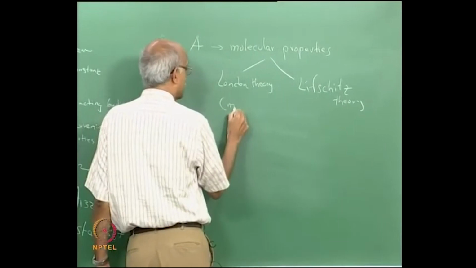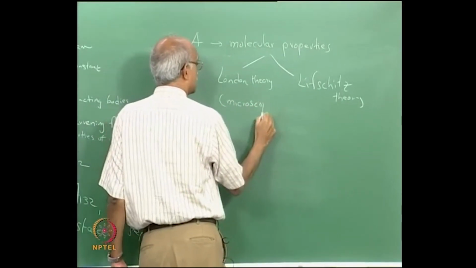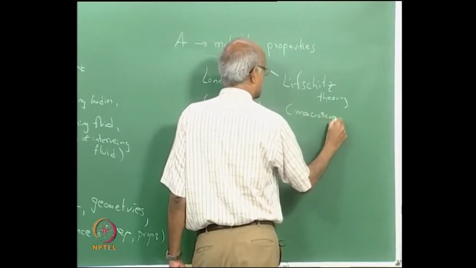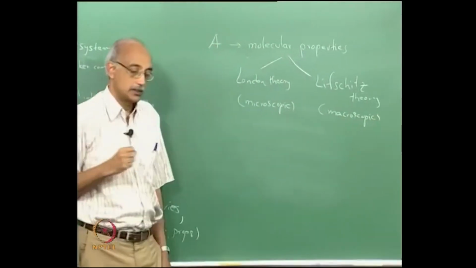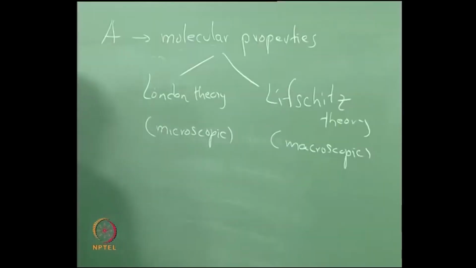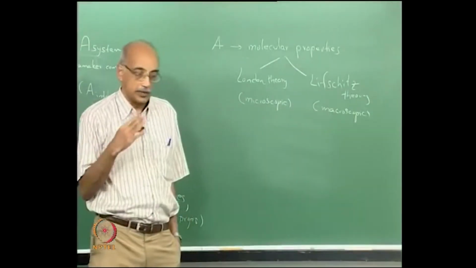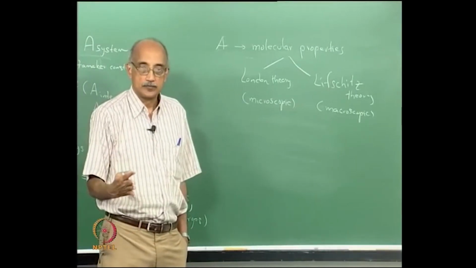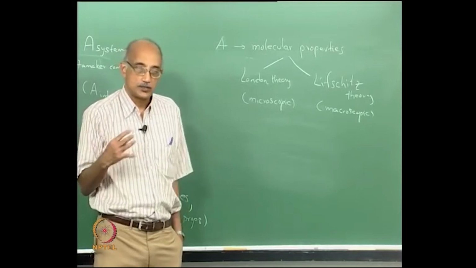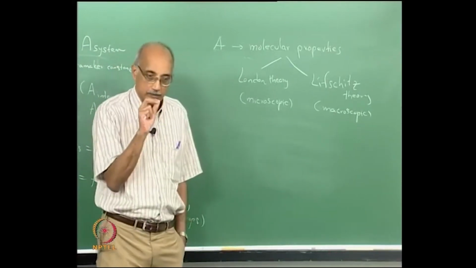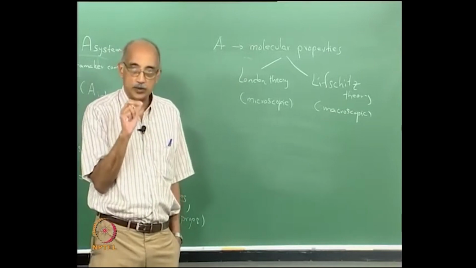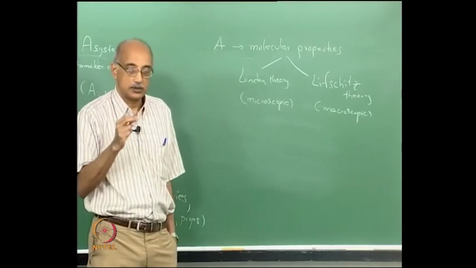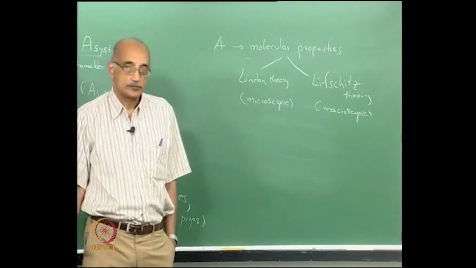The London theory is also known as the microscopic theory, and the Lifshitz theory is known as the macroscopic theory. According to the London theory, you can calculate the Hamaker constant by characterizing piecewise binary interactions between adjacent particles and then adding them up. That's why it's called a microscopic approach, because it looks at individual pairs of atoms or molecules or particles, estimates the forces of interaction between them, and then does this sequentially and adds them all up.